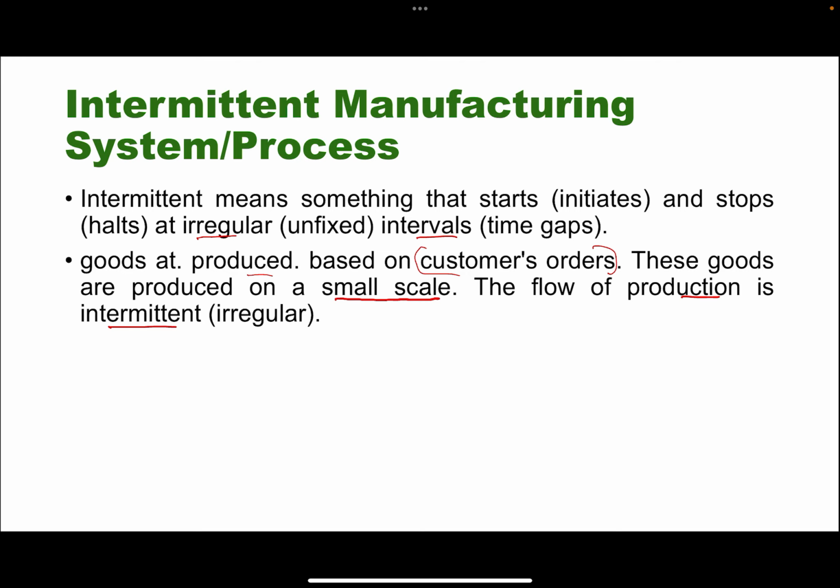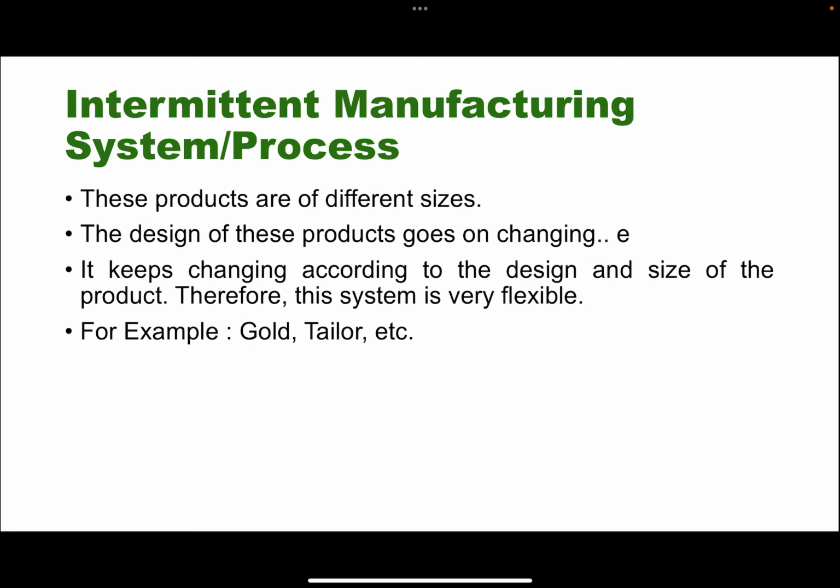So the first thing to note is that it is manufactured based upon the customer's order. It can be started and stopped whenever that is needed. Let us take the example of a tailor. When you give an order, the tailor stitches the clothes and gives them to you. So it is based upon the customer's order. Sometimes if we give a bulk order, then a textile plant will manufacture according to our need.